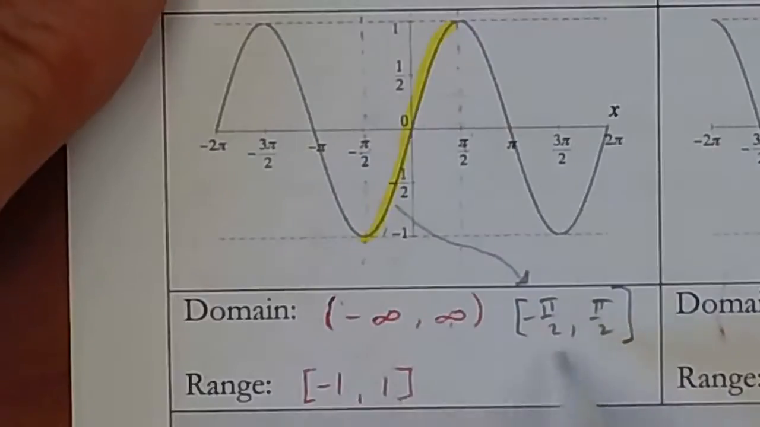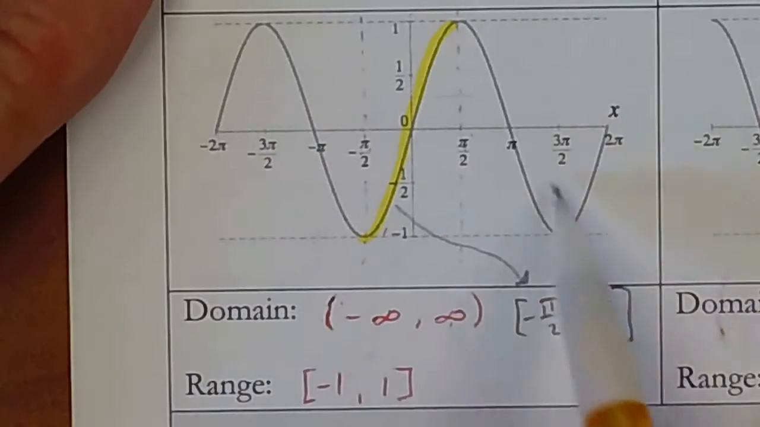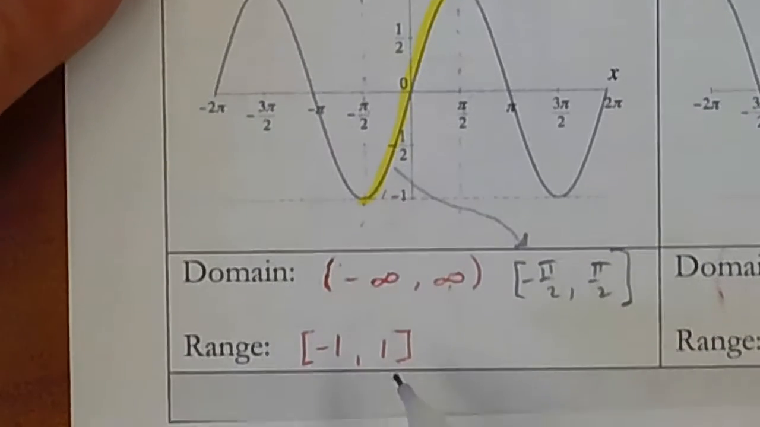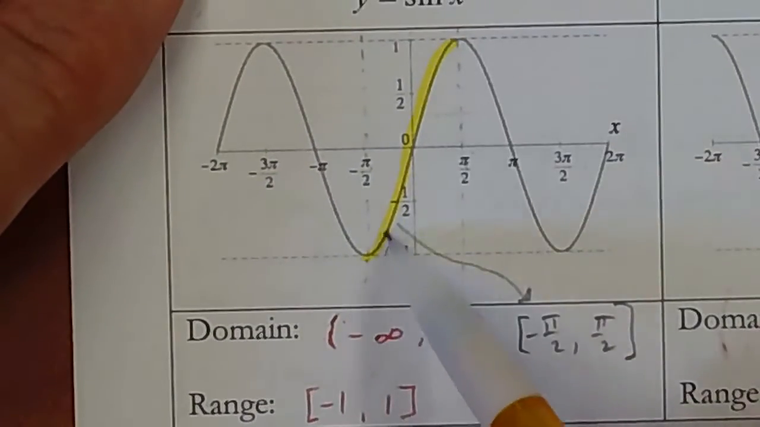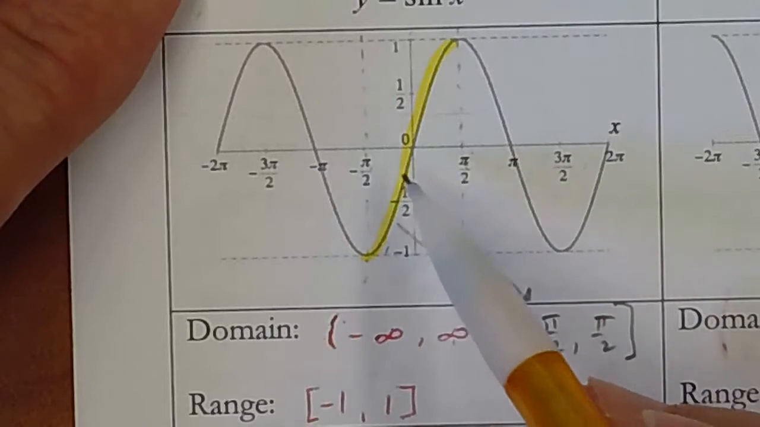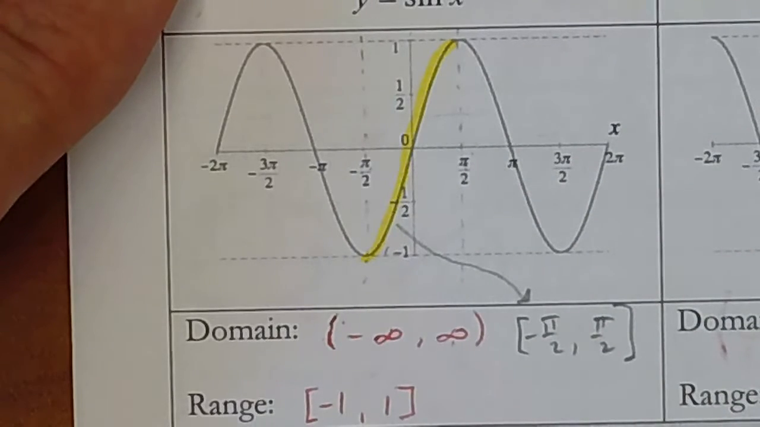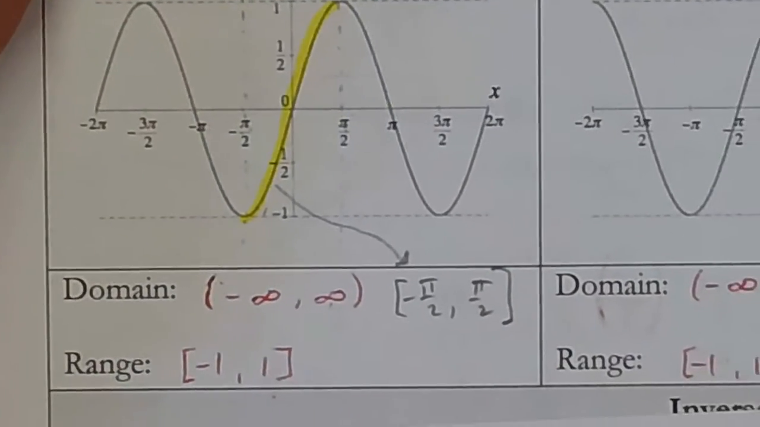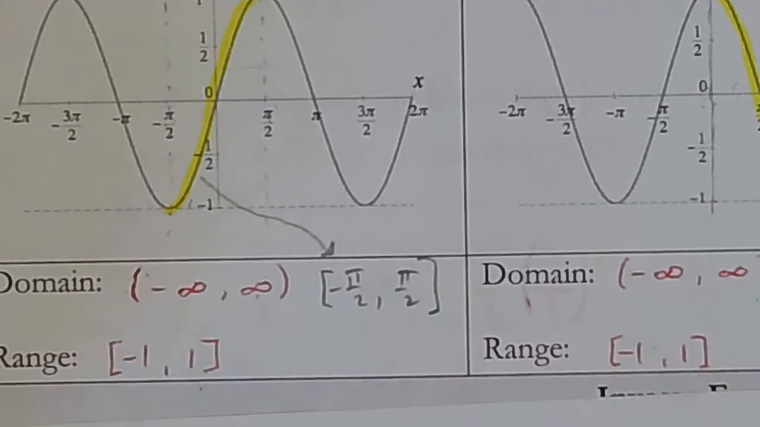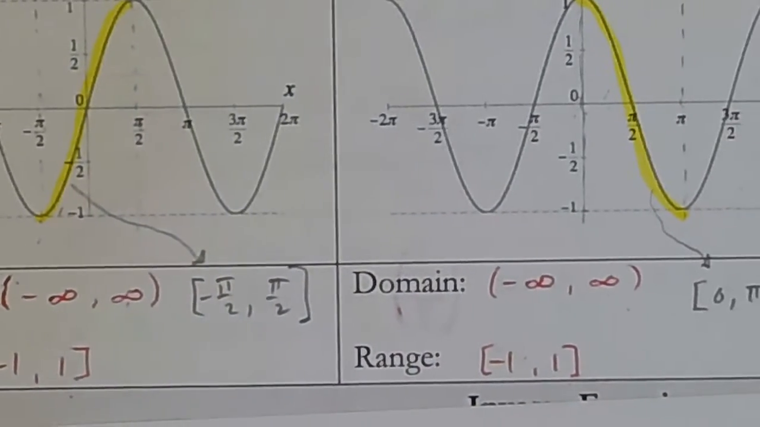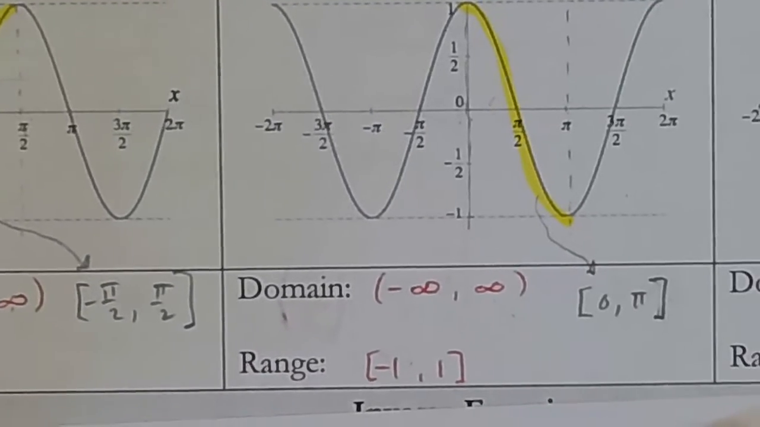Feel free to write that in there. The domain is all real numbers for the sine graph, and the range is -1 to 1. But to make sure it has an inverse function, they restricted it to what I highlighted here, from -pi/2 to pi/2. Here's cosine. Cosine has the same domain and range as sine, but they restricted this one to make it 1-to-1 from 0 to pi.